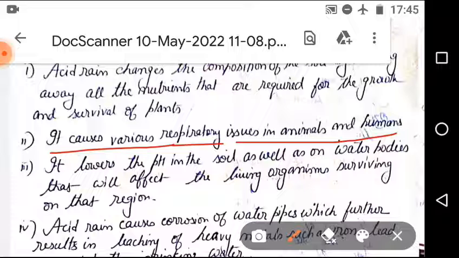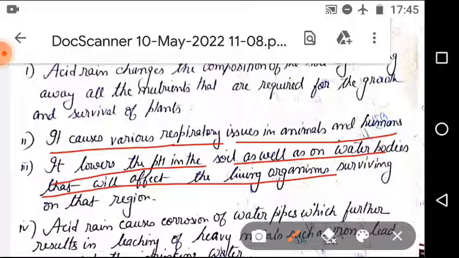It lowers the pH in the soil. Well, pH determines the acidity and alkalinity of the soil. If the pH of the soil becomes lower, that means it is highly acidic, and the same for water bodies, which will affect the living organisms surviving in that region.